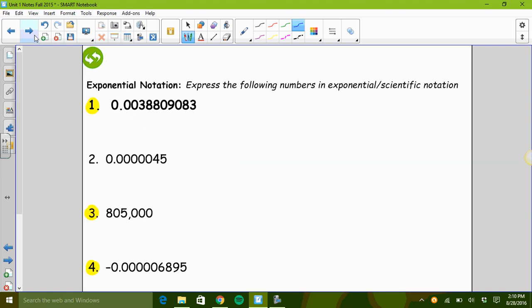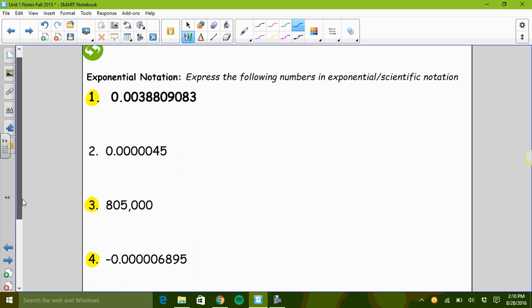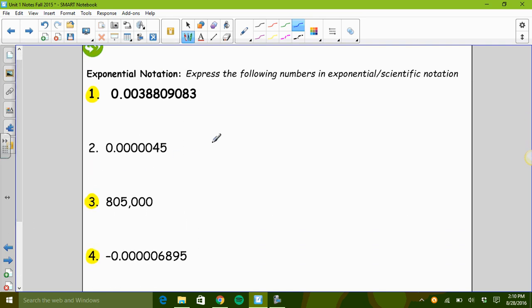Let's do a couple more. So pause the video and do the highlighted ones, 1, 3, and 4, and write these in scientific notation. All right, so it looks like we're back here. I'm going to go ahead and write this in scientific notation for you to check your work.